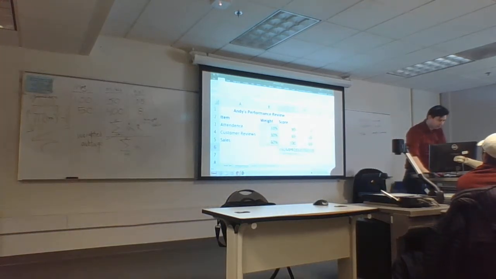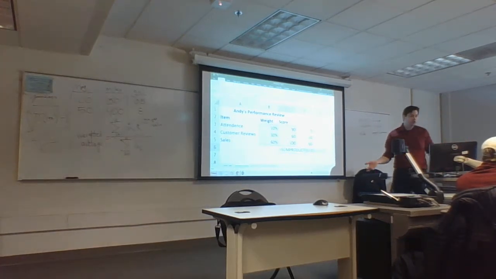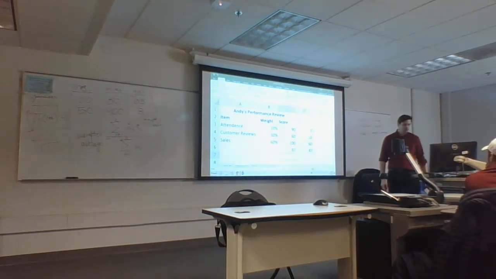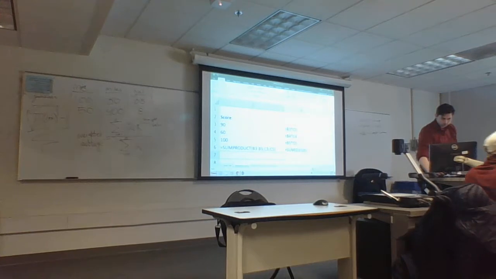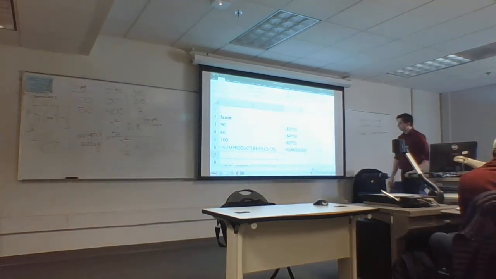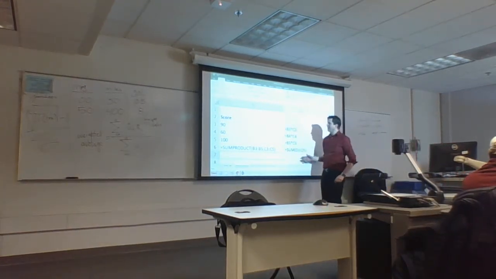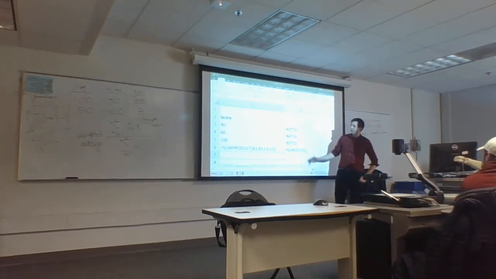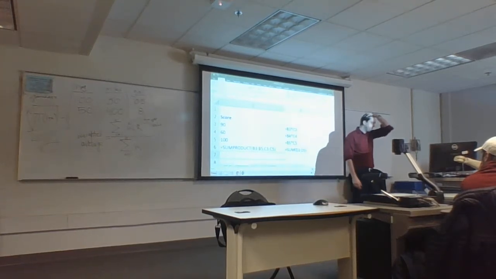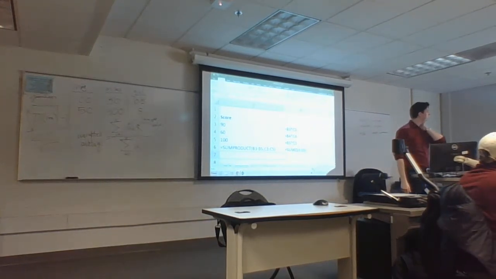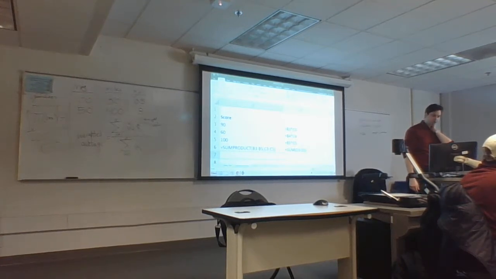Highlight all the weights, comma, highlight all the scores. You can close your parentheses, or you can just hit enter. 87. Again, each one of these is valid. This is the more detailed one, so you can see the steps. This one is, of course, faster. Any questions? No? Awesome. We're blazing through.